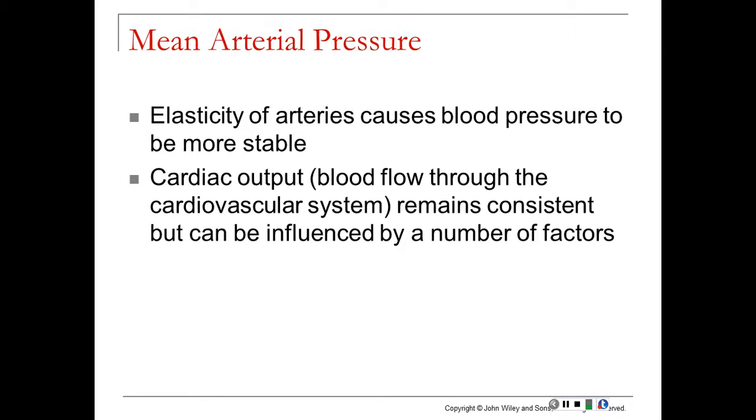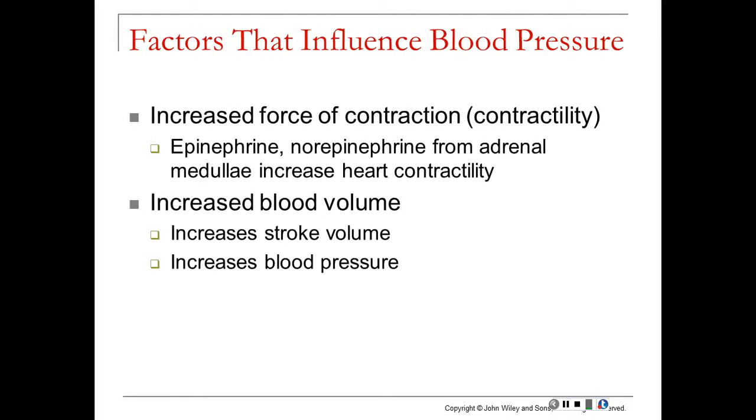Cardiac output, which is blood flow through the cardiovascular system, is going to remain consistent overall, but it's going to be influenced by a number of factors that we went over before. Some factors that influence blood pressure include increased force of contraction, which we call contractility, and that's all based upon input from epinephrine and norepinephrine from our adrenal glands, which can increase the contractility.